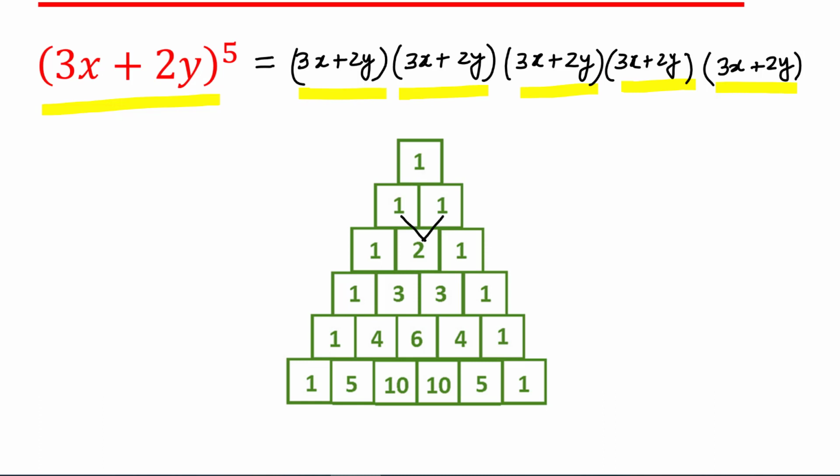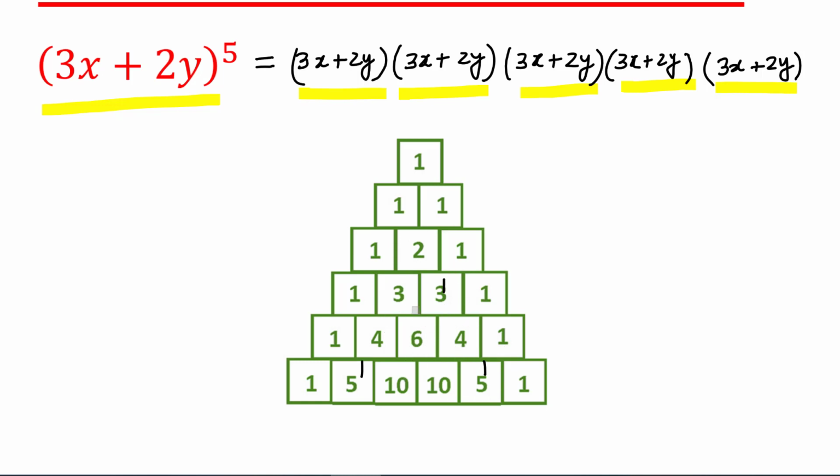For example, if you sum these two numbers, you get this number. Similarly, if you sum these two numbers, you get this number, and you sum these two numbers, you get this number. And 3 plus 1 is 4. Again, 4 plus 1 is 5. 6 plus 4 is 10. 4 plus 1 is 5. So basically in this way, you can construct a Pascal's triangle.